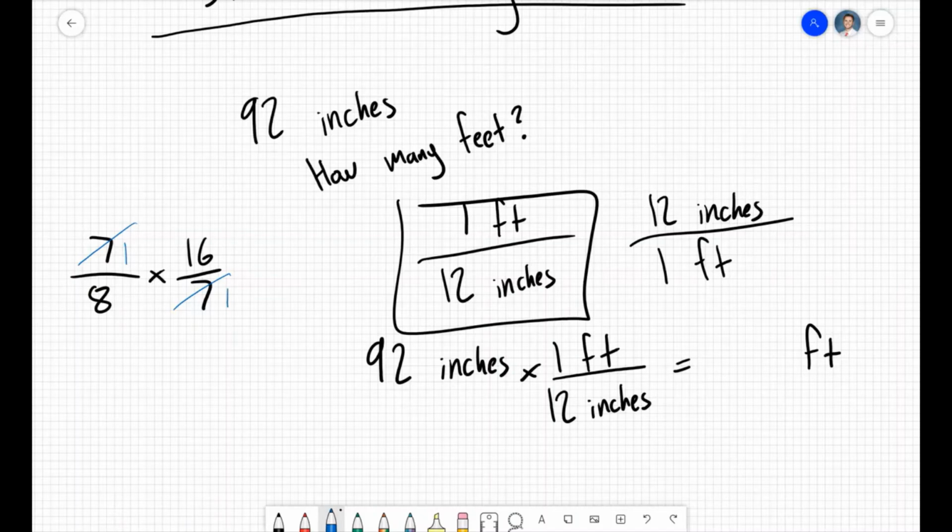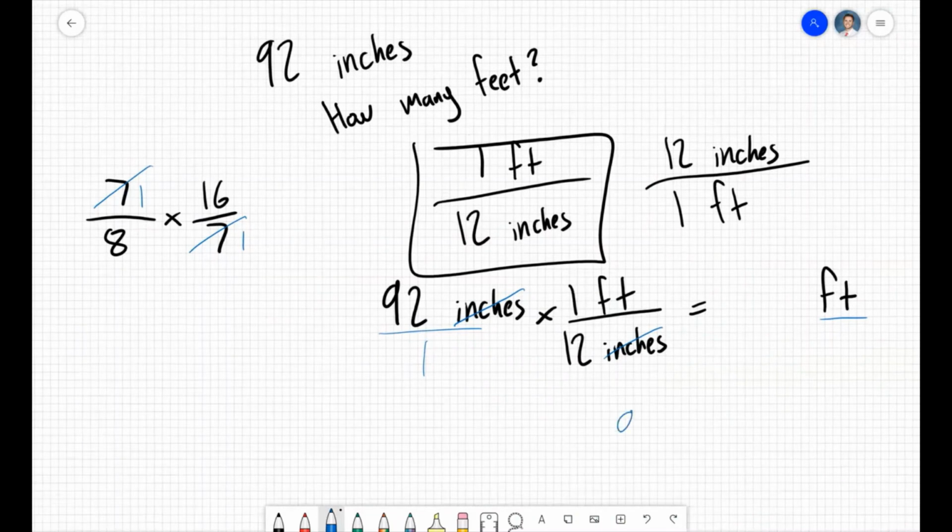And we can actually cancel out our units in the same way. You'll notice I have inches in the numerator and inches in the denominator, so I can get rid of both of those. Those cancel out, and it leaves me with just feet as my units. And then it's just 92 times 1 over 12. So 92 divided by 12 will be my answer in feet. We can solve that problem real quickly.